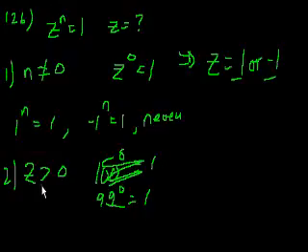Statement 2 tells us z has to be greater than 0. So if you use both the conditions combined, it forces us to say, well, then z has to be equal to positive 1, because negative 1 is not greater than 0. So both statements combined are sufficient to answer this question. Next problem.